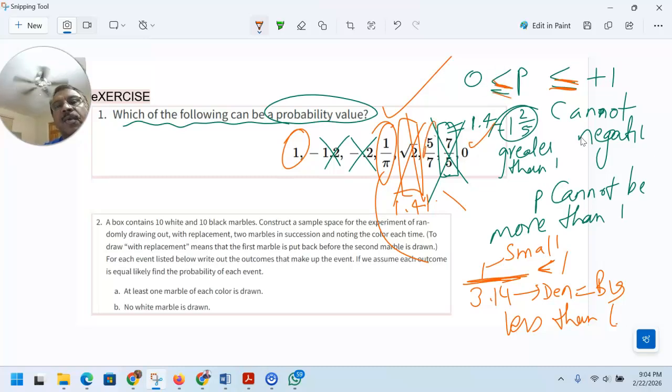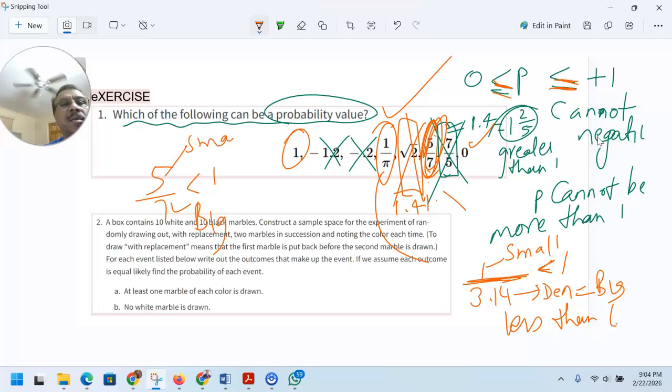And what about 5 over 7? If you see 5 over 7, this is less than 1, because 7 is big, this is small, so that also is correct. Okay, I hope that takes care of this.